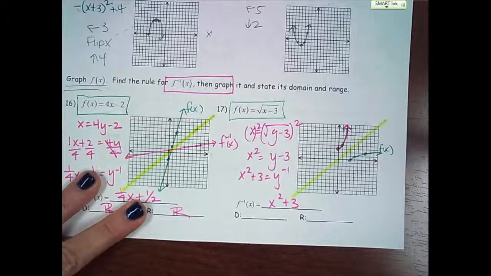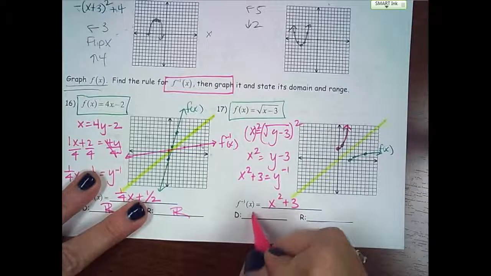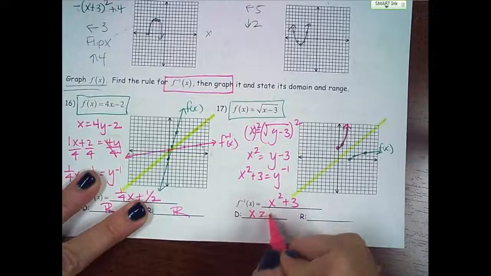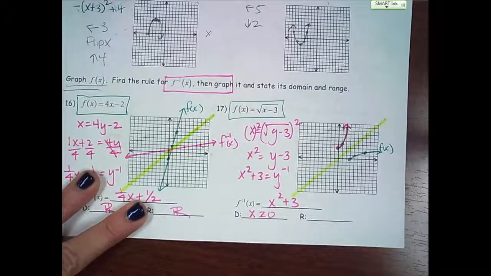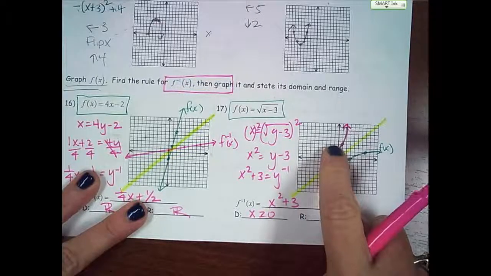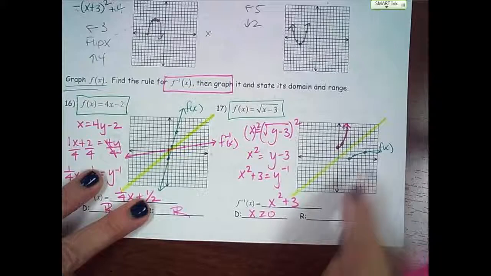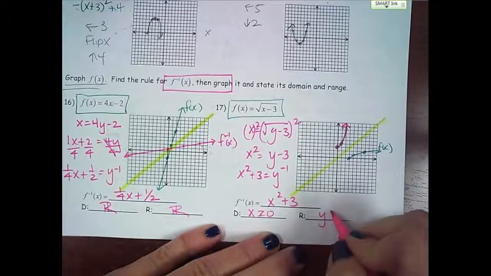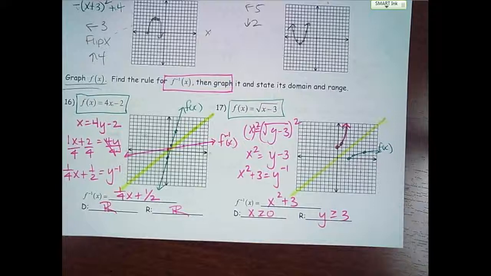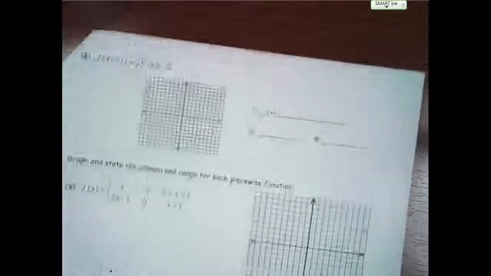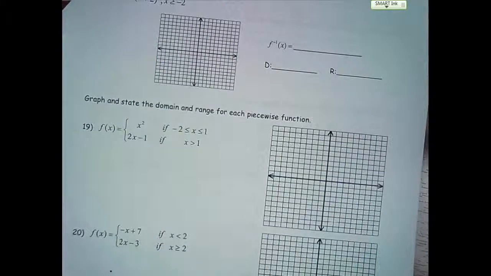Okay, so there's a restriction on the domain. On the domain, x has to be greater than or equal to 0. I'm talking about the pink line, in order for it to be the inverse of the green line. And the range is y is greater than or equal to 3. All right, let's go to 18.